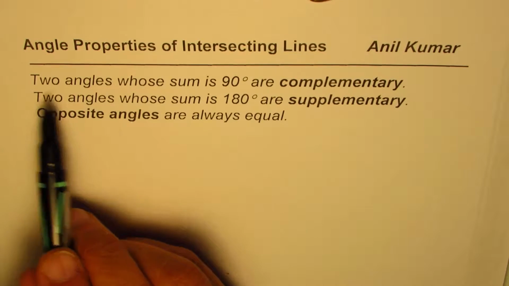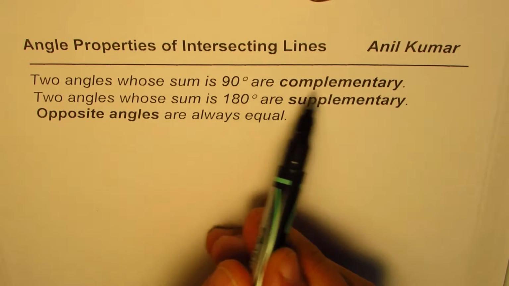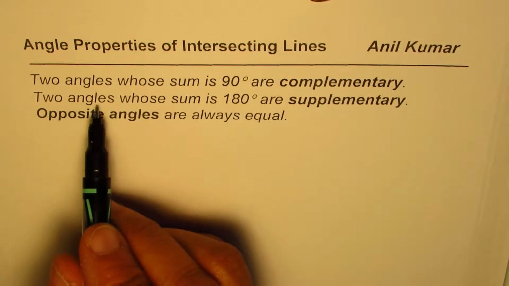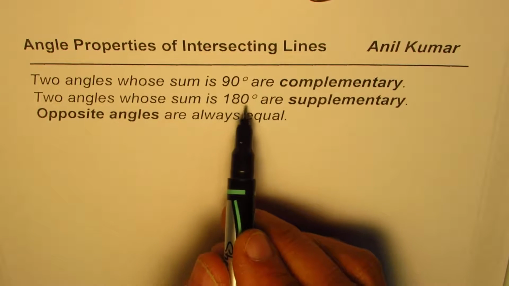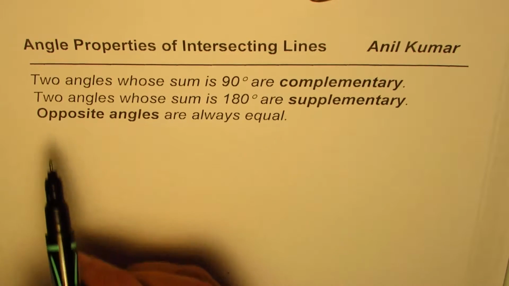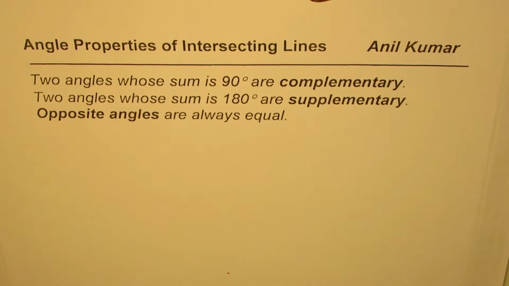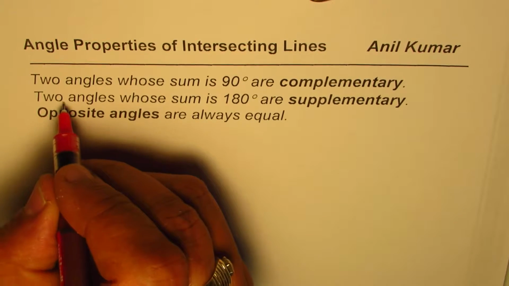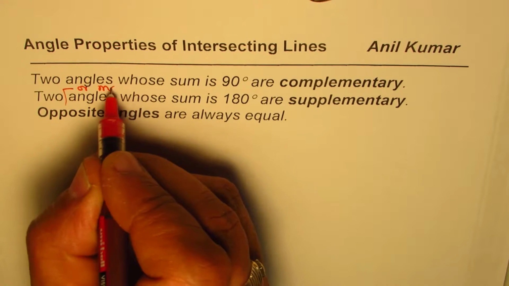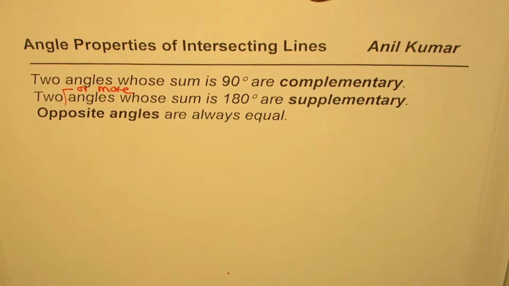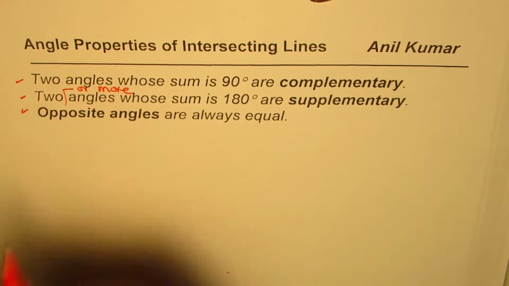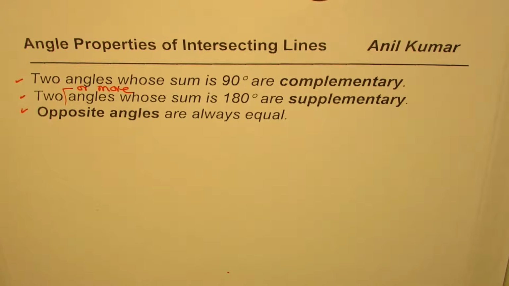You are given that two angles whose sum is 90 degrees are complementary, two angles whose sum is 180 degrees are supplementary angles, and opposite angles are always equal, right? So let me write down more angles also. So you know these three things. Based on that, we have a question for you.